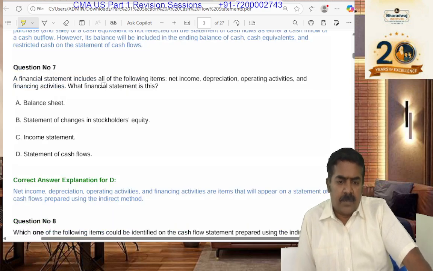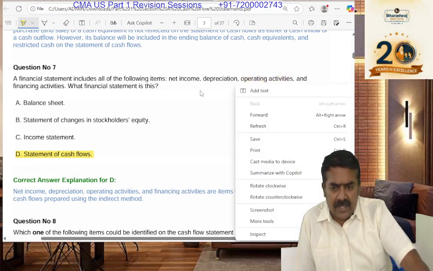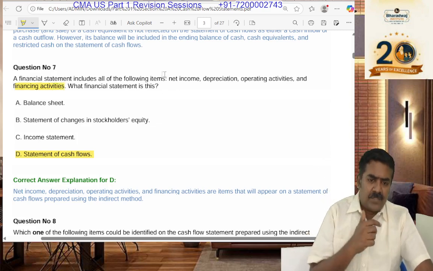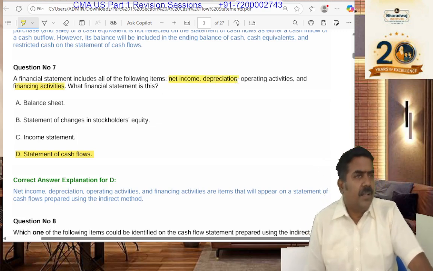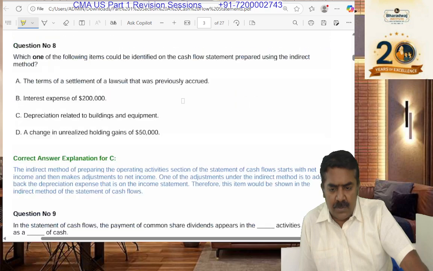A financial statement includes the following items: net income, depreciation, operating activity, financing activity. What financial statement is this? Cash flow. Only the cash flow statement has operating activity, financing activity, and investing activity. Based on net income, we adjust depreciation and cash from operating, and that is the statement of cash flows.